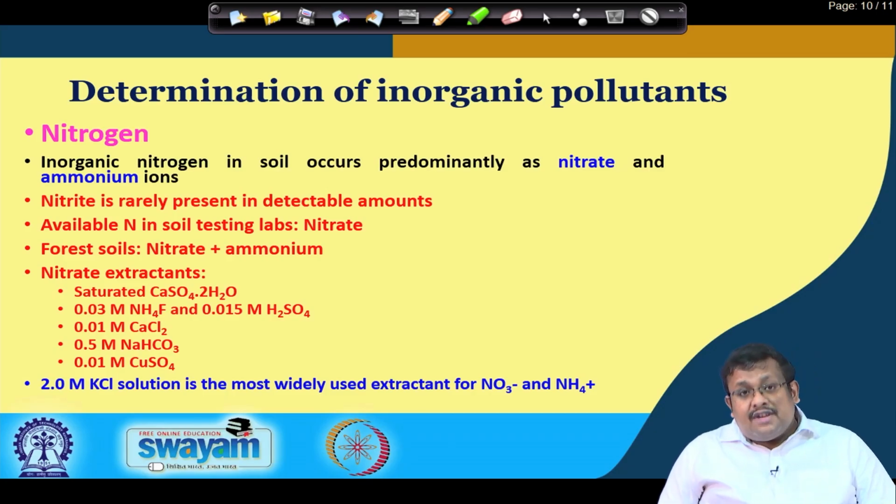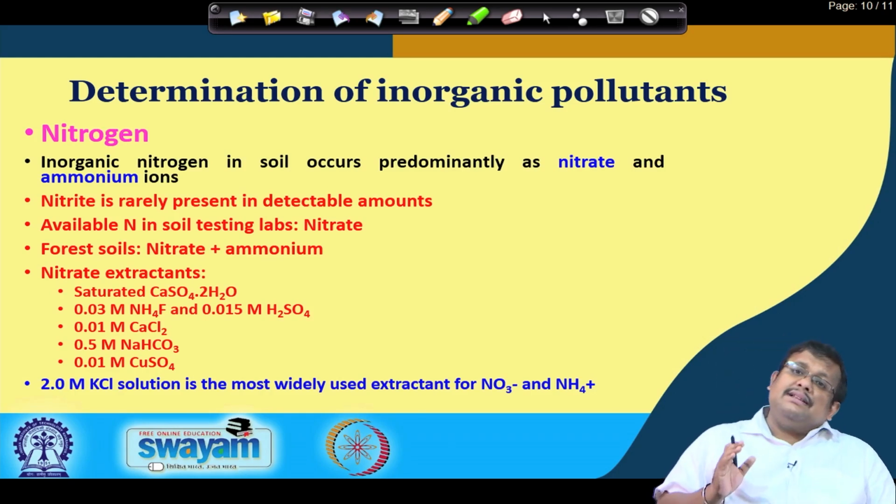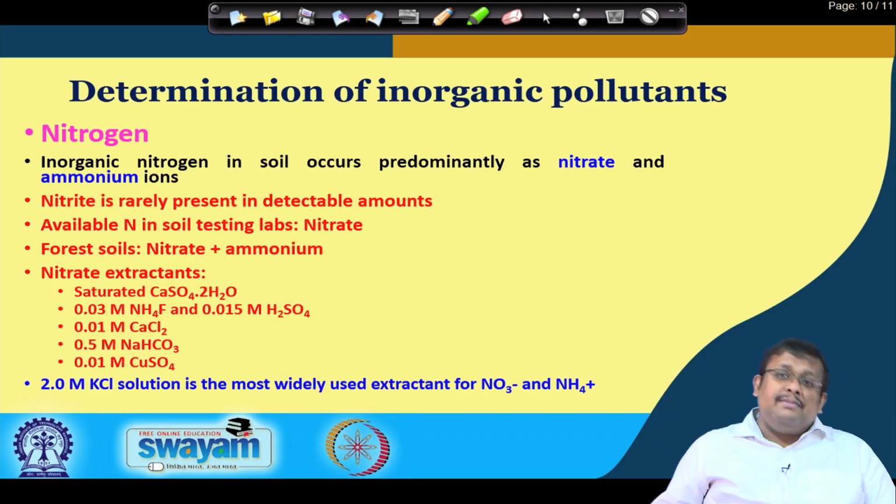For most soil testing laboratories, when we talk about available nitrogen, we generally test the nitrate concentration. However, in case of forest soils, laboratories generally measure both the nitrate as well as the ammonium ions. Remember that for measurement of the concentration of a particular ion, you have to add certain extractants.